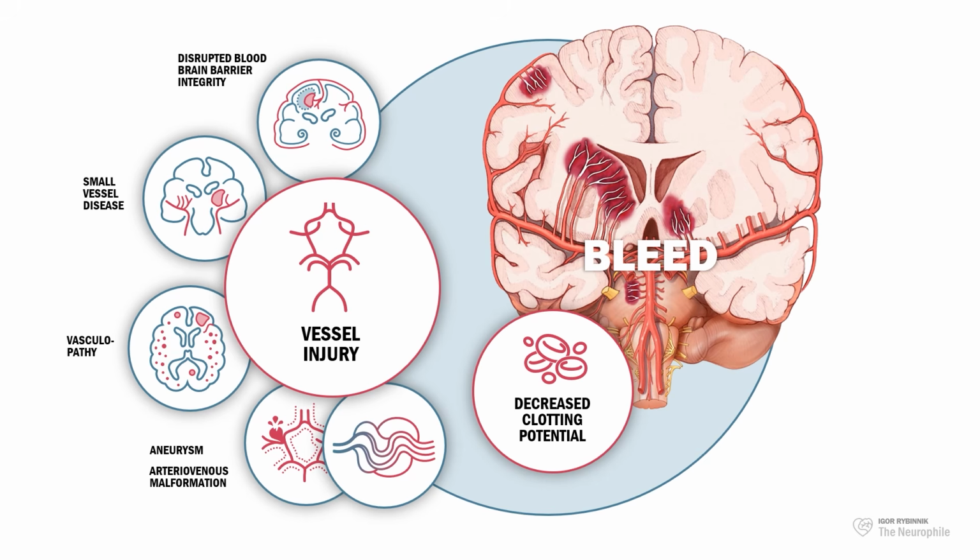Rupture of an arteriovenous malformation. Vasculopathy, such as cerebral amyloid angiopathy. Small vessel disease. And disruption of leptomeningeal arterioles, which form part of the blood-brain barrier. This is usually caused by a neoplasm.